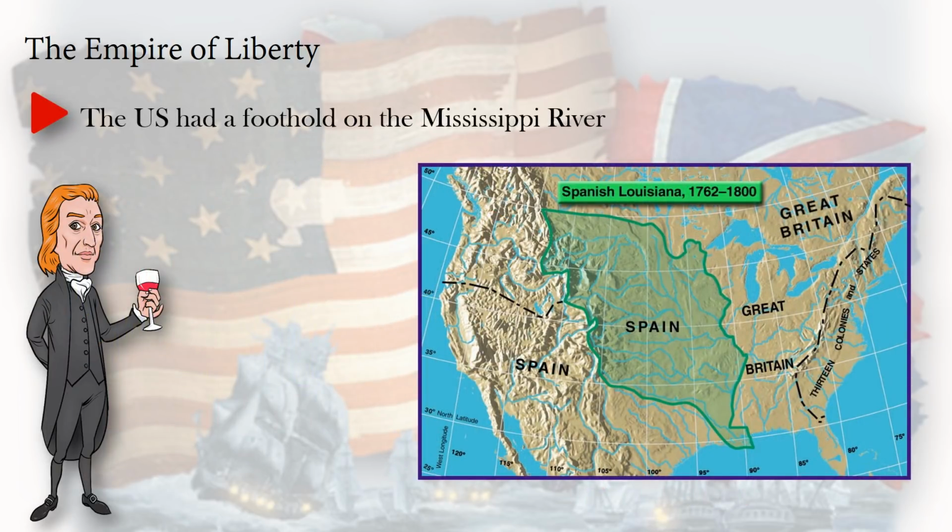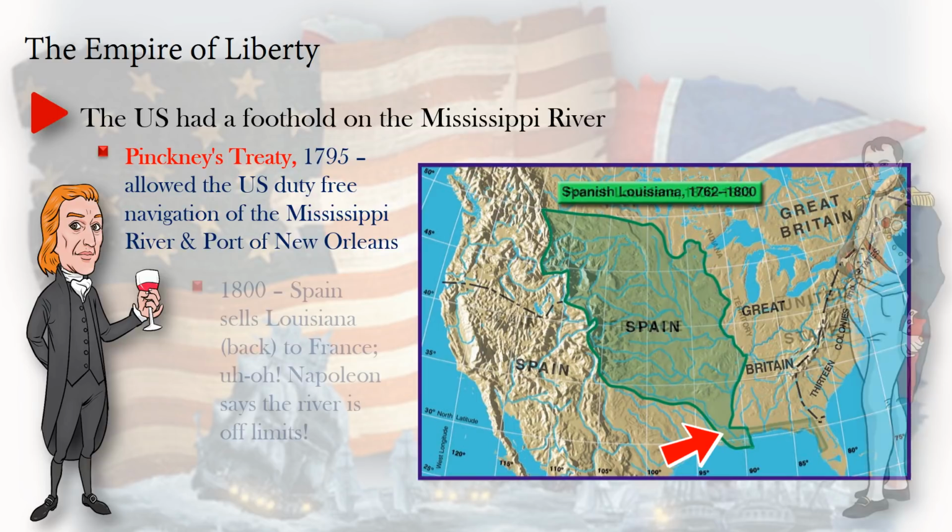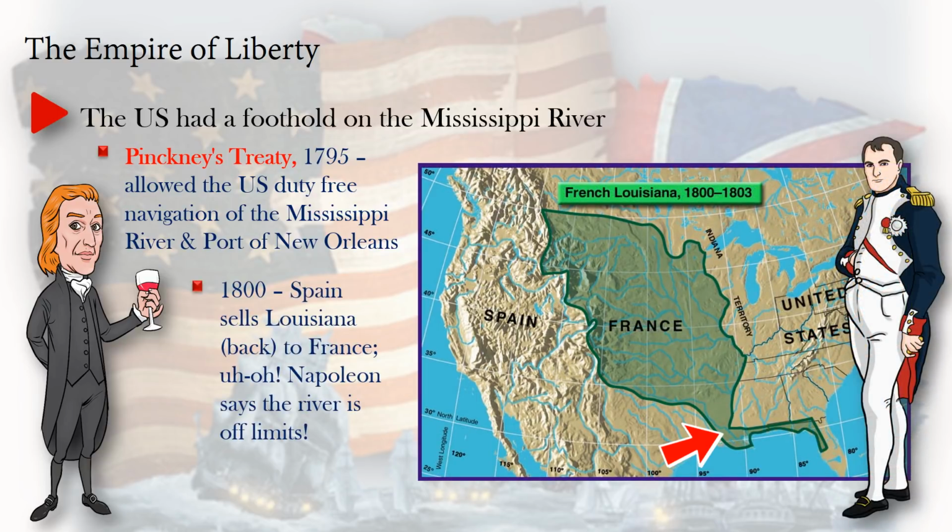Well, the U.S. had a foothold along the Mississippi River. Thanks to Pinckney's Treaty, which was ratified by the Senate in 1795, the U.S. was allowed to navigate the Mississippi River and the Port of New Orleans duty-free, which means the United States does not have to pay taxes. But in 1800, Spain makes a surprise move, selling Louisiana back to France, and, well, Napoleon says that the river is now off limits to the United States, closing off the U.S. from the lucrative trade that we used to enjoy.